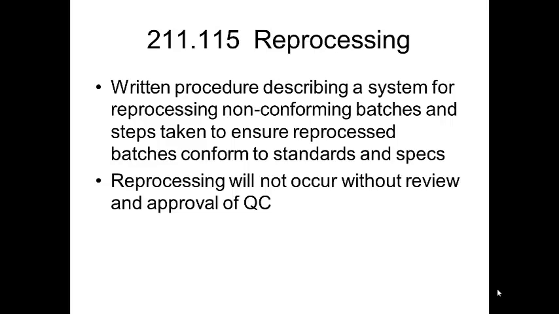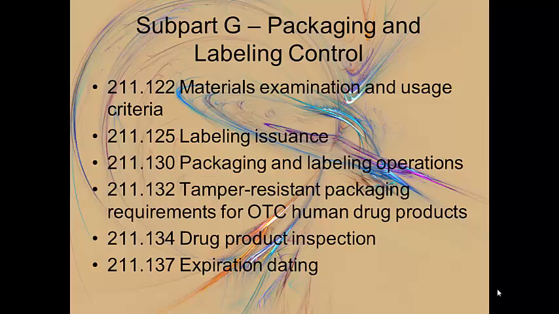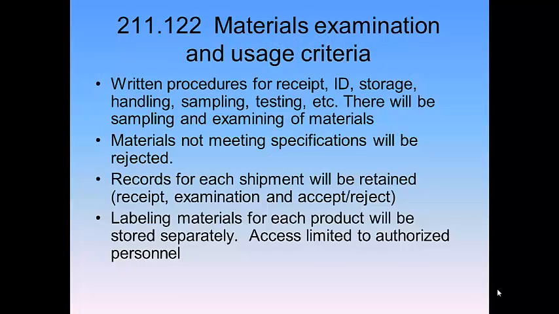115. Reprocessing. Written procedure describing a system for reprocessing anything that doesn't conform. Reprocessing will not occur without review and approval of the QC unit. Talk about packaging and labeling control, going through this here.